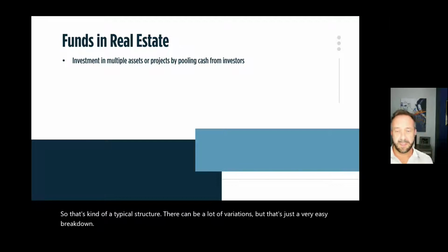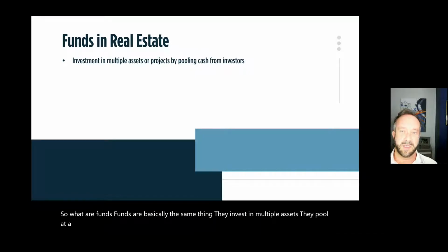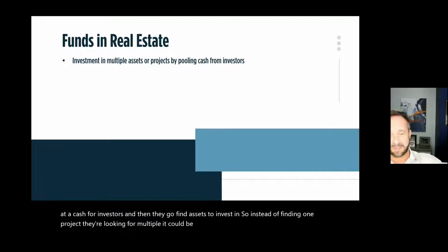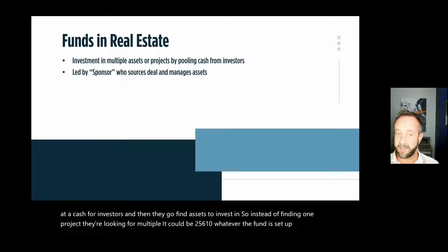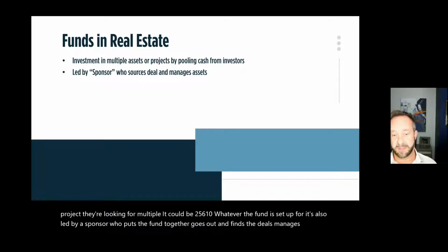So what are funds? Funds are basically the same thing. They invest in multiple assets. They pool cash for investors, and then they go find assets to invest in. So instead of finding one project, they're looking for multiple. It could be 2, 5, 6, 10, whatever the fund is set up for. It's also led by a sponsor who puts the fund together, goes out and finds the deals, manages those assets and the funds that are coming in.